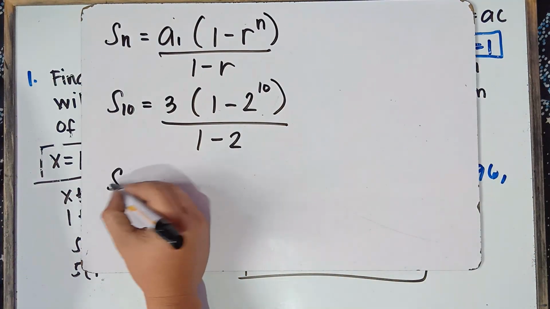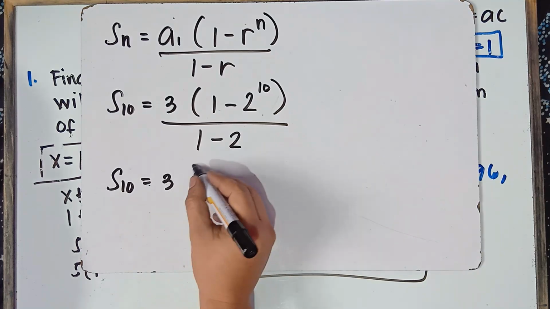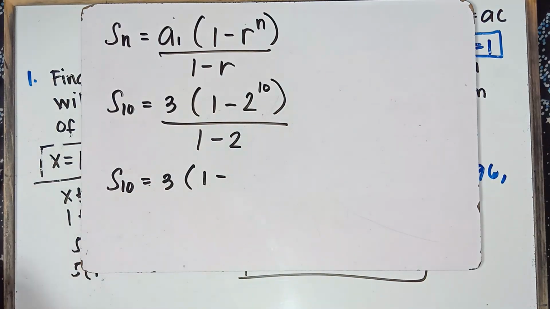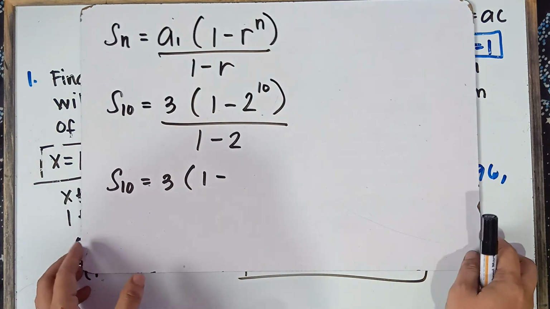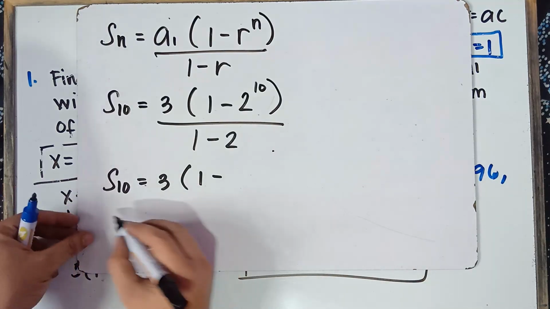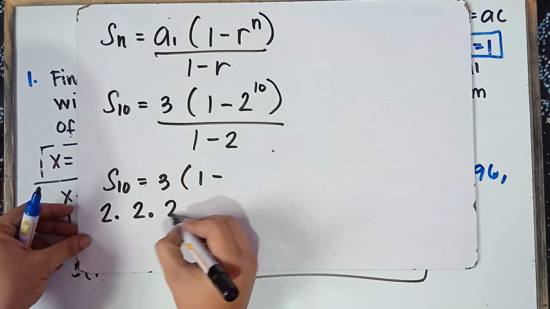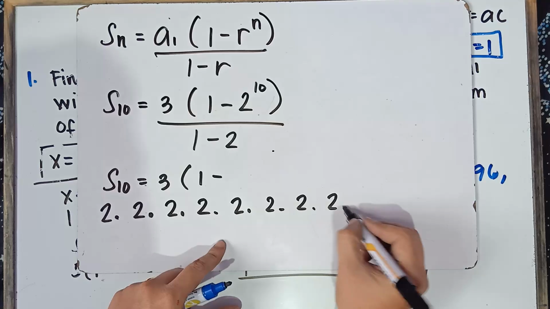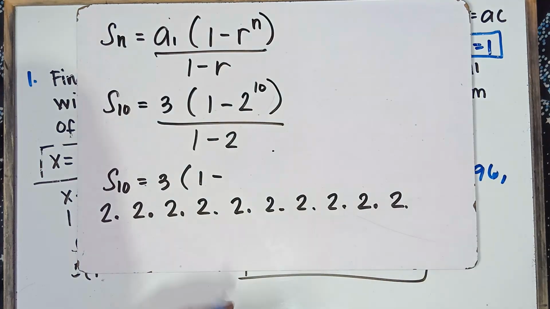Alright, so S sub n is equal to 3. Copy 3. 1 minus 2 raised to the power of 10. What's the answer, class? 2 raised to the power of 10 means that you multiply 2 by itself 10 times. So we don't have enough space. Let's have it here. 2 times 2 times 2 times 2, 5, 6, 7, 8, 9, and then 10.